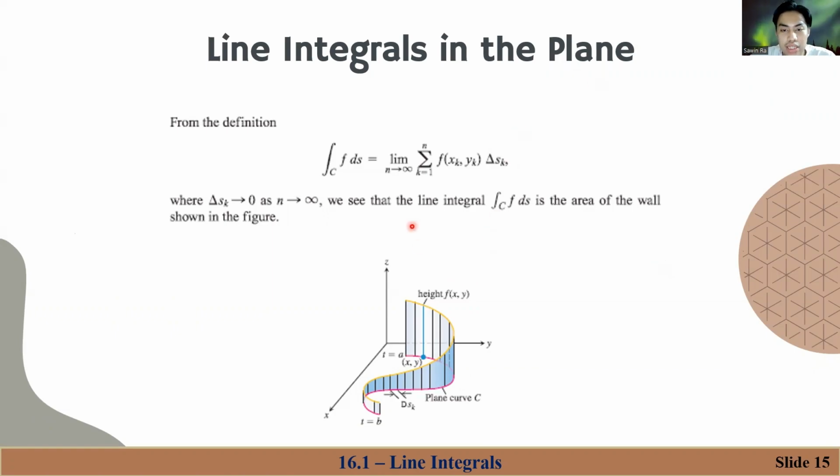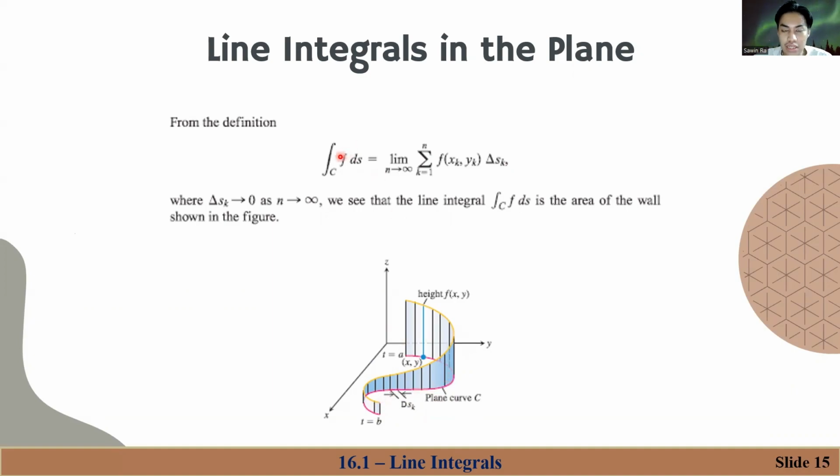So there is an interesting geometric interpretation for the line integrals in the plane. See this graph. The line integral of the integration over curve C of the function f ds gives the area of the portion of the cylindrical surface or wall, which is these parts right here, beneath the surface z equal to the function at point x and y larger or equal to 0.